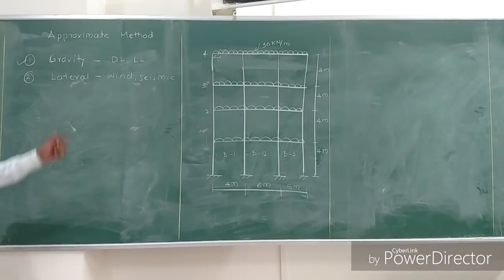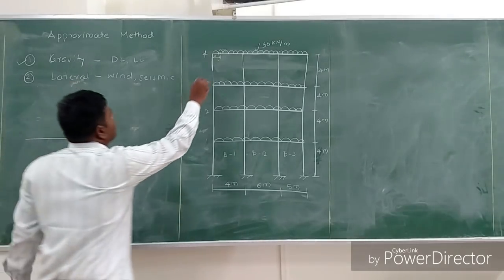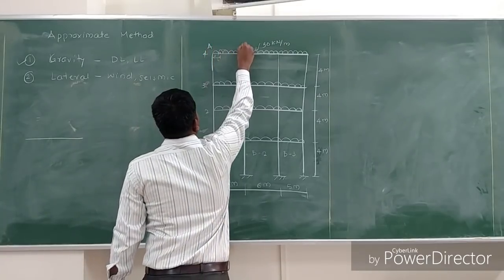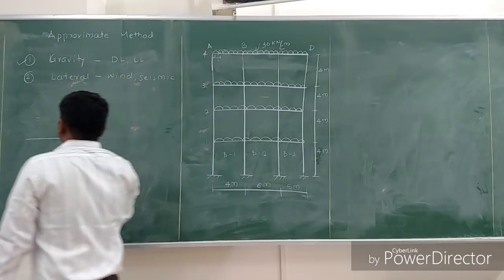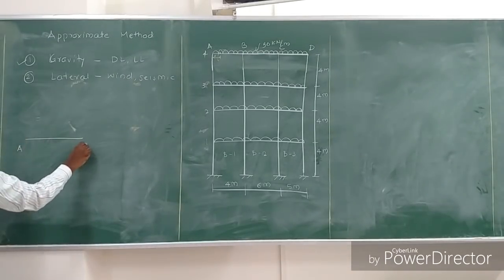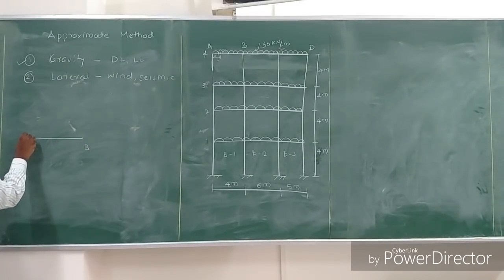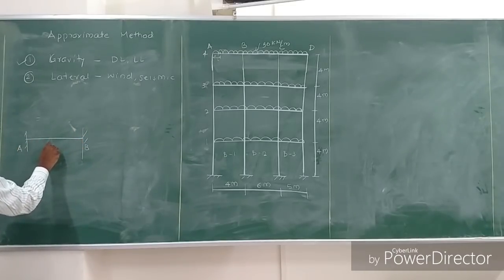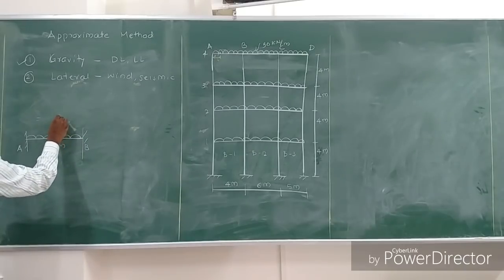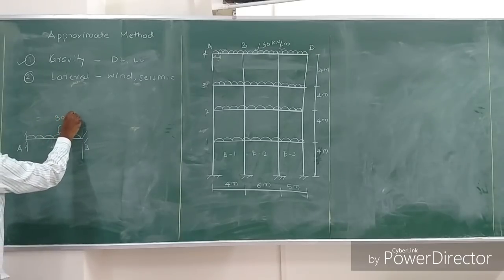Now if I wish to analyze any floor, I will simply take one beam at a time. Let's name this as ABCD. So if I take AB here, the span of the beam is now 4 meters and subjected to a UDL of 30 kilonewton per meter.